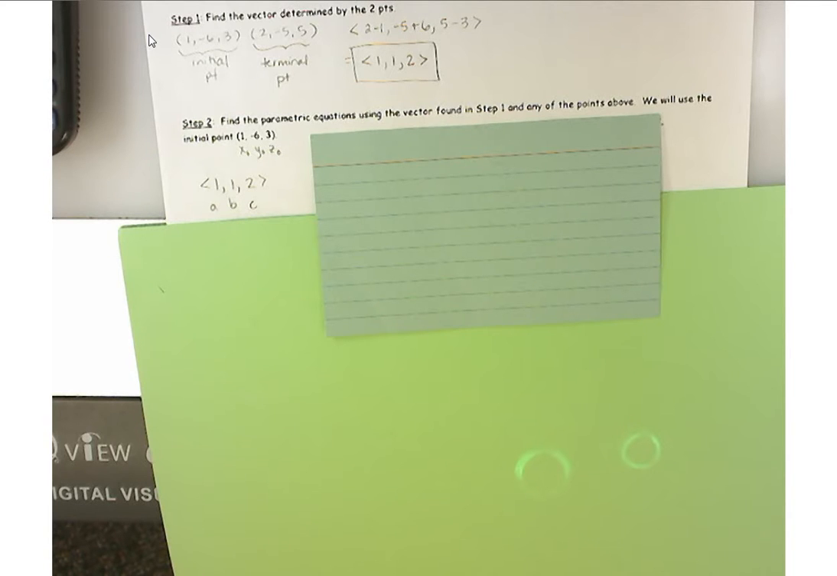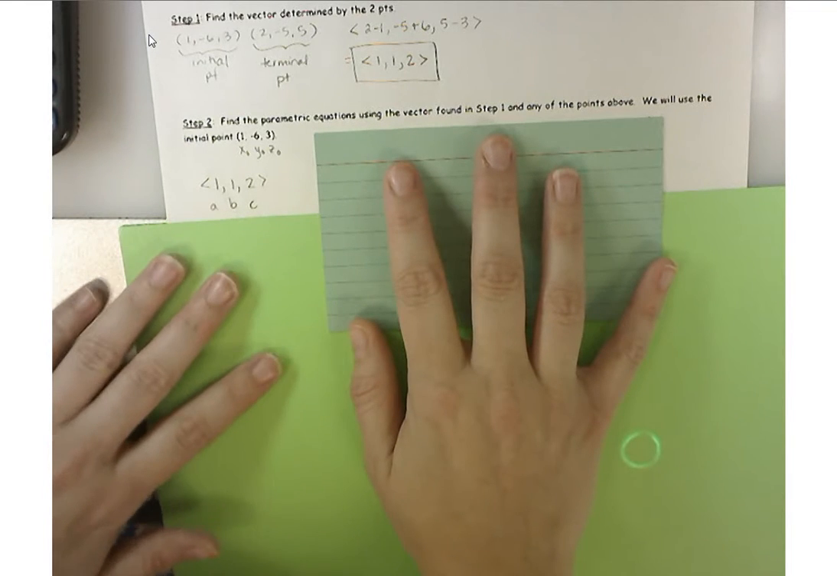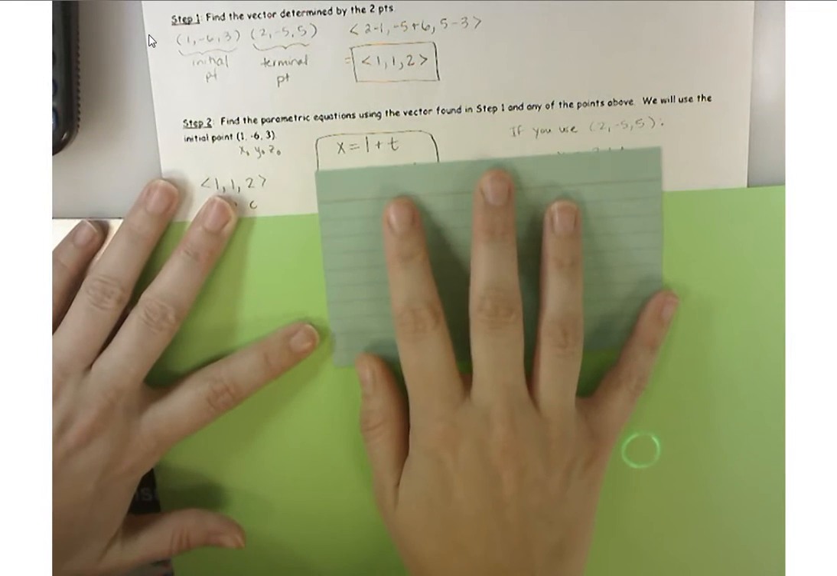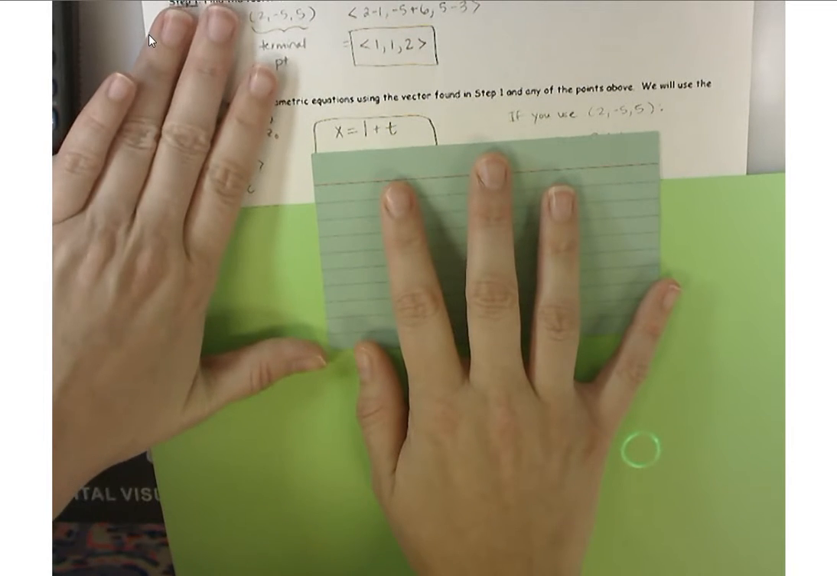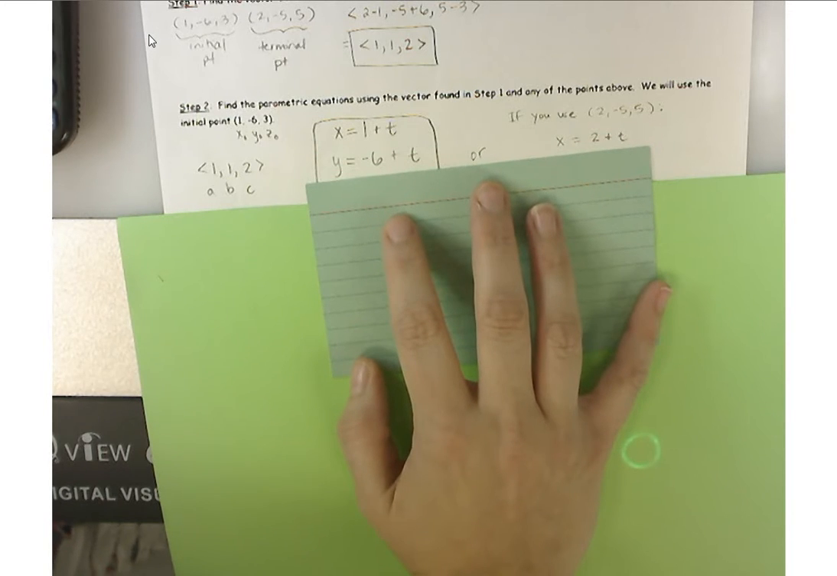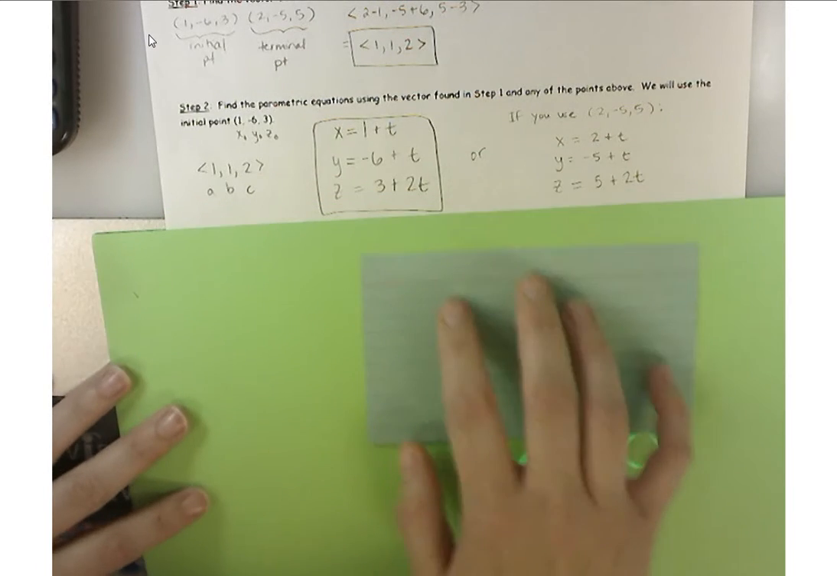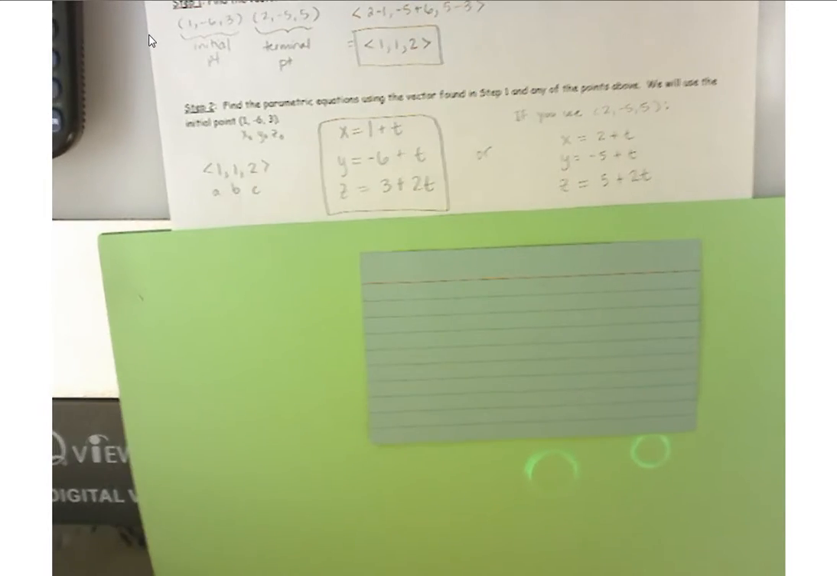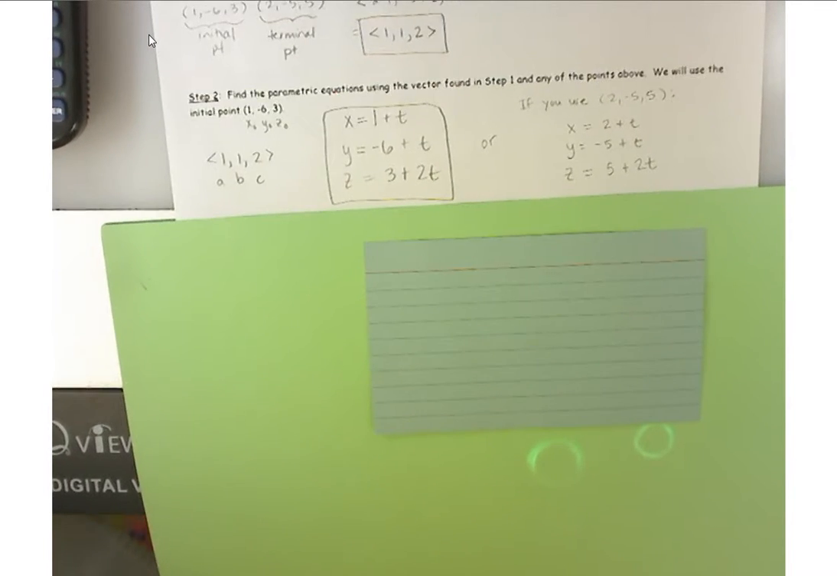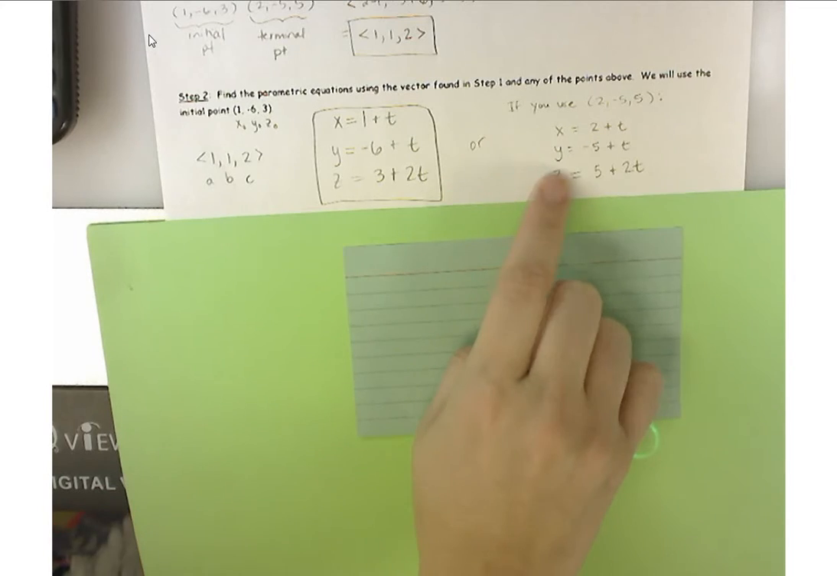Okay, Colin, can you tell me what you got for your x equation? X equals 1 plus t. Good. Okay, so x is going to be 1 plus t. JC, what'd you get for y? -6 plus t. Okay, good. And Josh, what'd you get for z? Z equals 3 plus 2t. Good. Now, if you use 2, -5, and 5, here are the parametric equations that you would create.